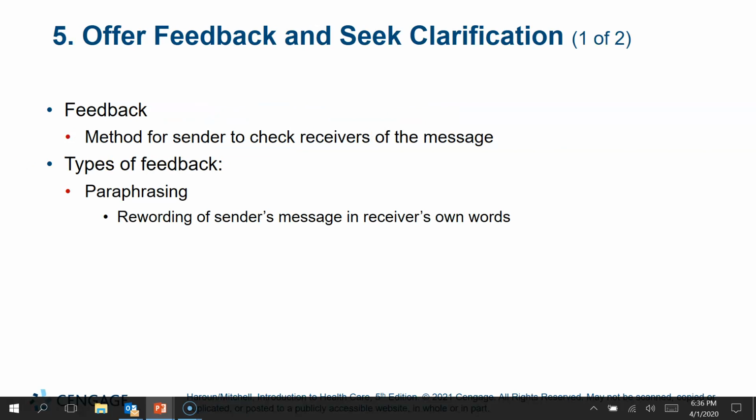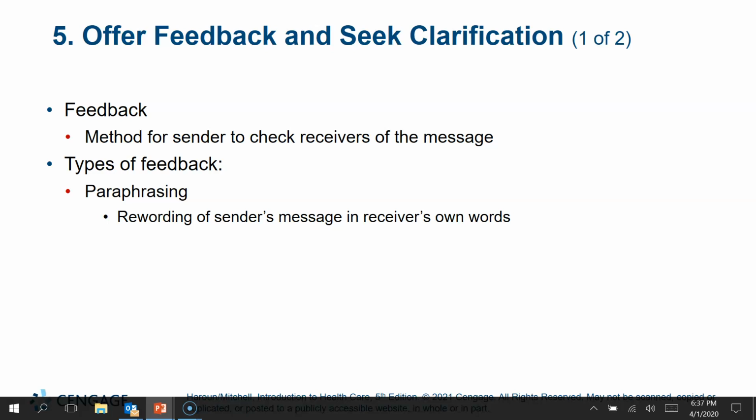So, number 5 is asking for feedback. So let's say we get a message and we really don't understand what that message is. So we have to try to figure out a way to send a new message to clarify what that person means. And there's a number of ways we can do this. So the first one is paraphrasing. Paraphrasing is taking what you think is said and putting it in your own words. So your book gives great examples of this on page 346.